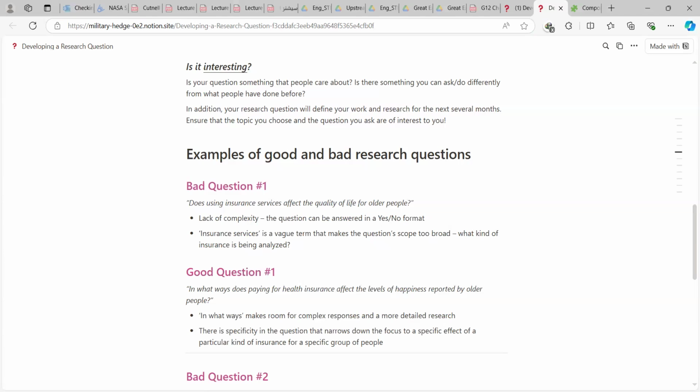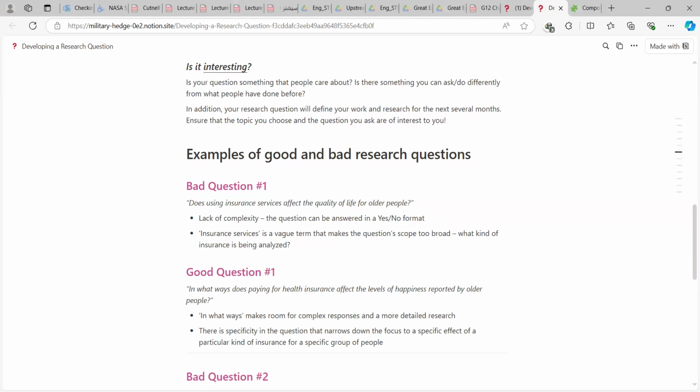Not good. Let's take another, better one. In what ways does paying for health insurance affect the levels of happiness reported by older people? That's a good question, so let's analyze why it's good. In what ways makes room for a complex response and more detailed research. I can't answer this question in yes or no format.